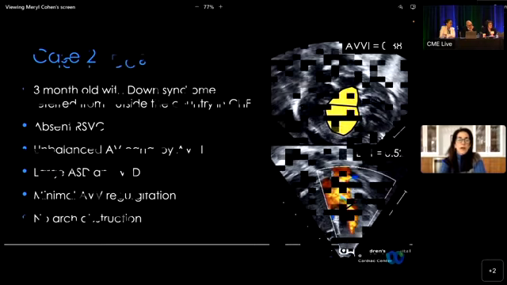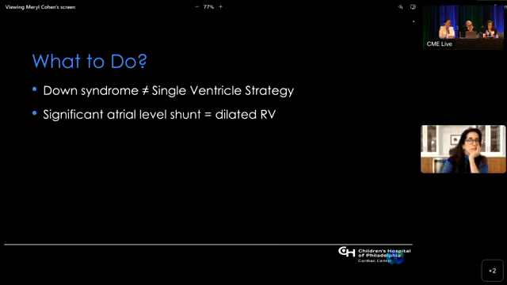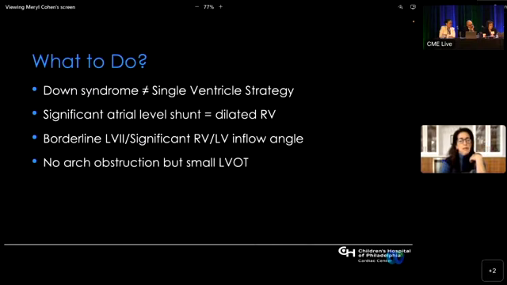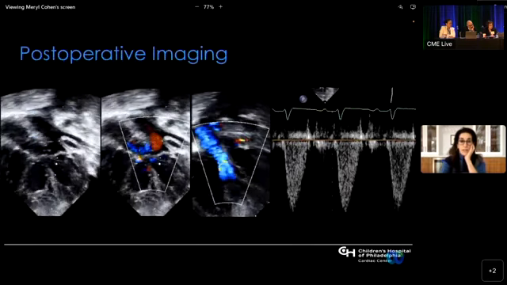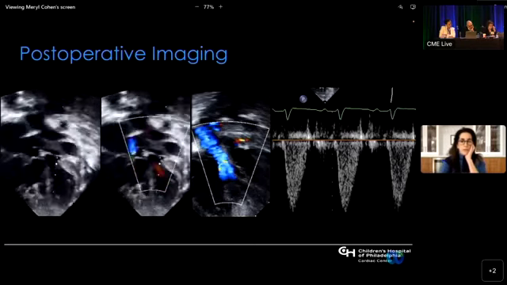And so what to do? Well, we didn't really want to do a single ventricle strategy for Down syndrome. So we decided that perhaps the right ventricle was significantly dilated because of the atrial level shunt. All of the measures that we made were quite borderline, but there was no arch obstruction, and the left ventricular outflow tract was smaller. So we did the same thing. We closed the atrial communication and put on a pulmonary artery band.